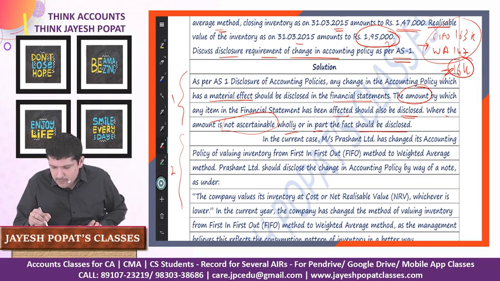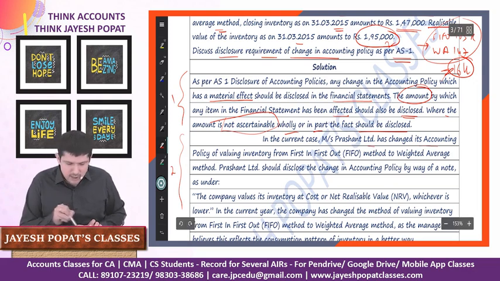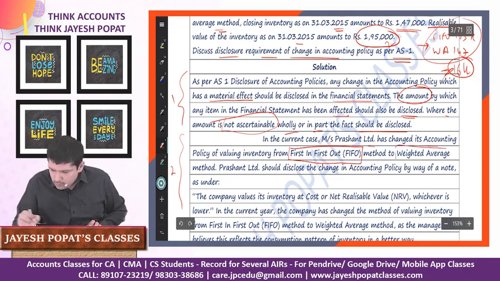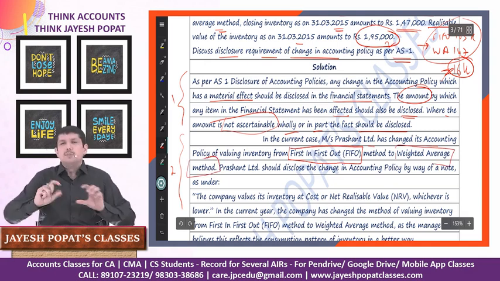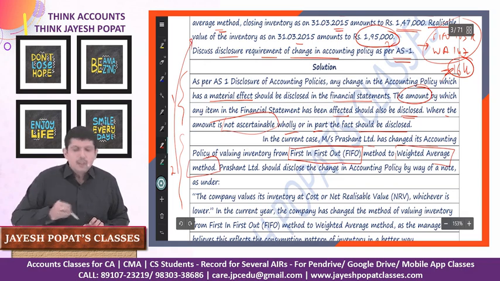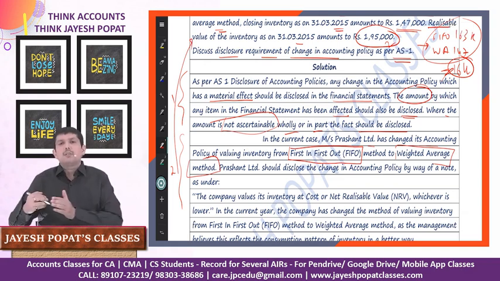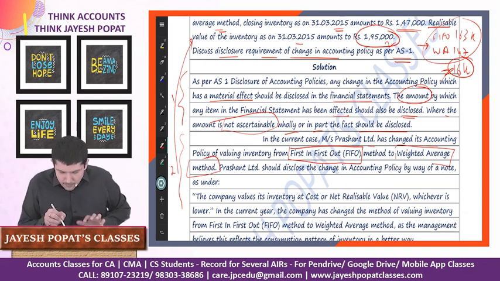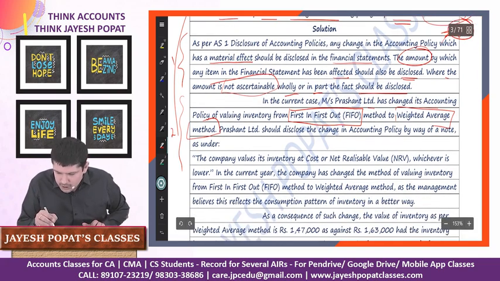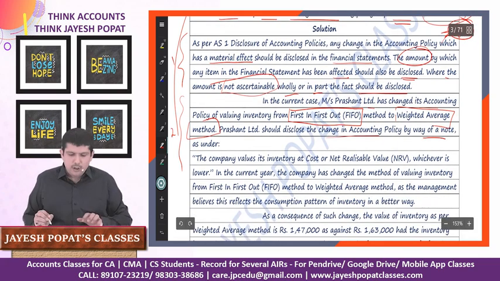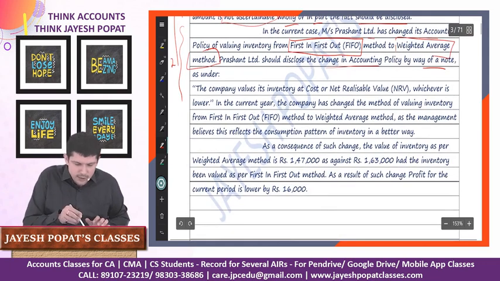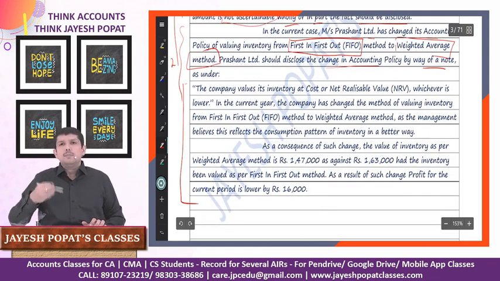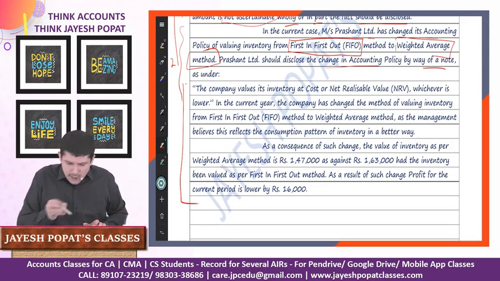In the current case, Prashant Limited has changed its accounting policy of valuing inventory from FIFO method to weighted average method. So normally this portion you will get from your question itself. You can copy paste from there. Prashant Limited should disclose the change in the accounting policy by way of a note as under. So we'll draft a note and we'll say how the change should be disclosed in the financial statement. So I'll read it through.